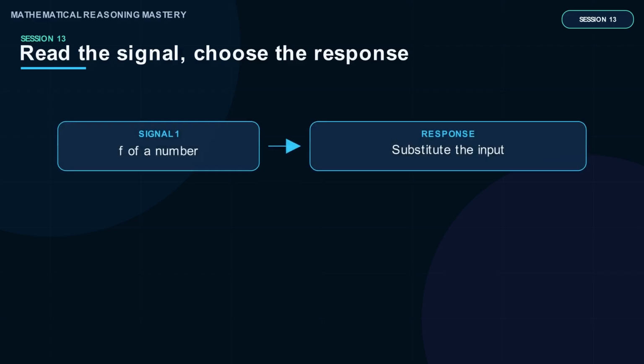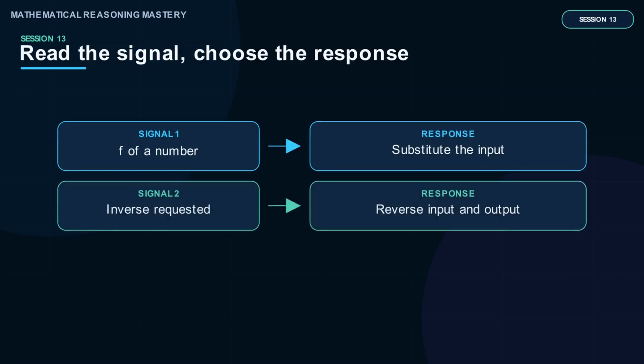Signal 1 is f of a number. Respond by remembering to substitute the input. Name the response before calculating. Signal 2 is inverse requested. In that case, reverse input and output. The form tells you which tool fits.